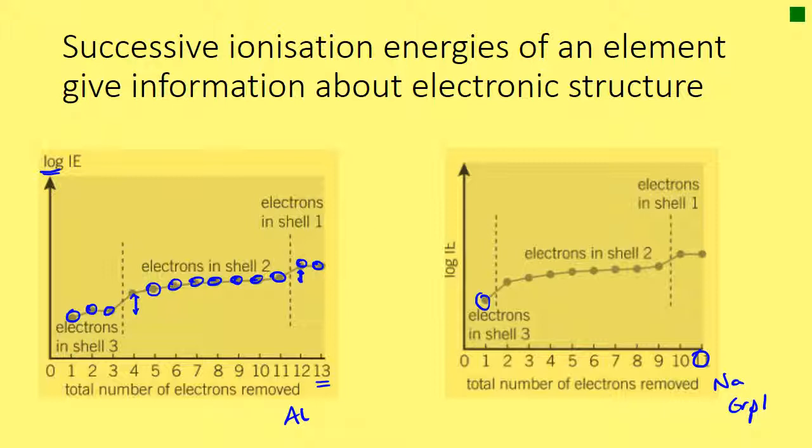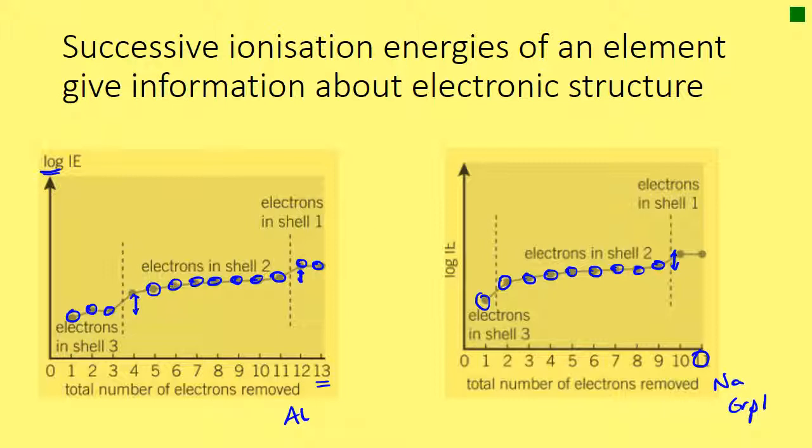Then we've got a leap before we start extracting the electrons from shell 2, and we do that for all 8 electrons: 1, 2, 3, 4, 5, 6, 7, 8. We do that for all 8 electrons in shell 2 before there's another leap in ionization energy before we take the 2 electrons in shell 1. So it's a similar story, but you can see that we've only got 1 outer electron for sodium, which is what we would expect.